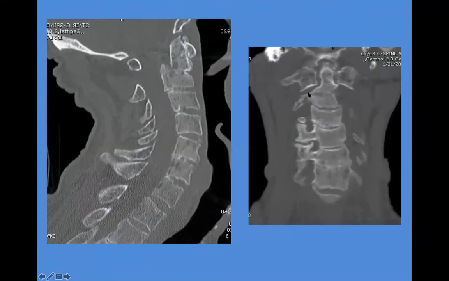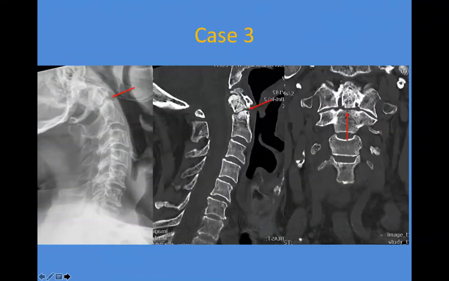On the odontoid view, or on the coronal CT here, you can see that you have the fracture line extending down into the C2 vertebral body. Similar to that other fracture that we looked at, but not quite as inferior. And then finally, we have a fracture here, where on our lateral view, we can see a well-defined lucency going through the base of C2.